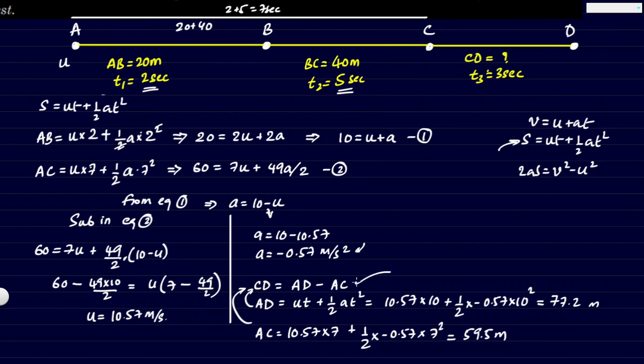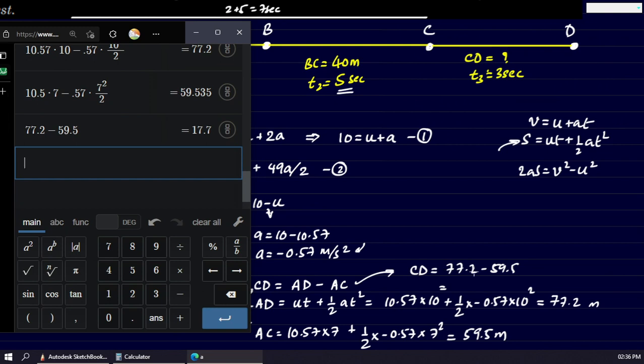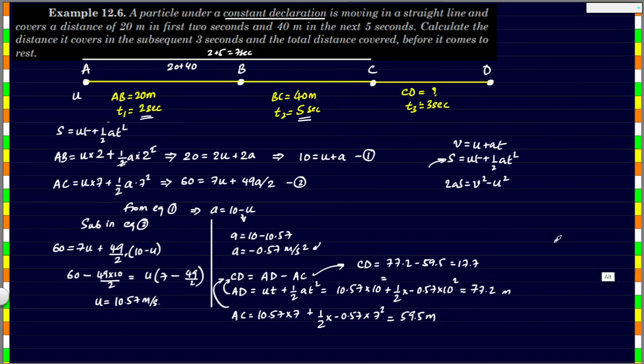So when we substitute them both here, we get the value of CD as 77.2 minus 59.5, which comes out to be 17.7. So this here is our answer. This is the distance traveled in the next 3 seconds.